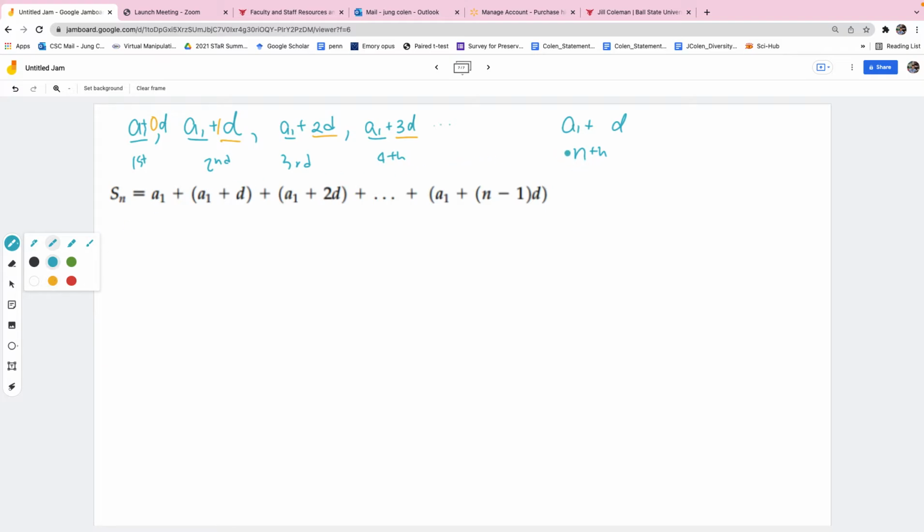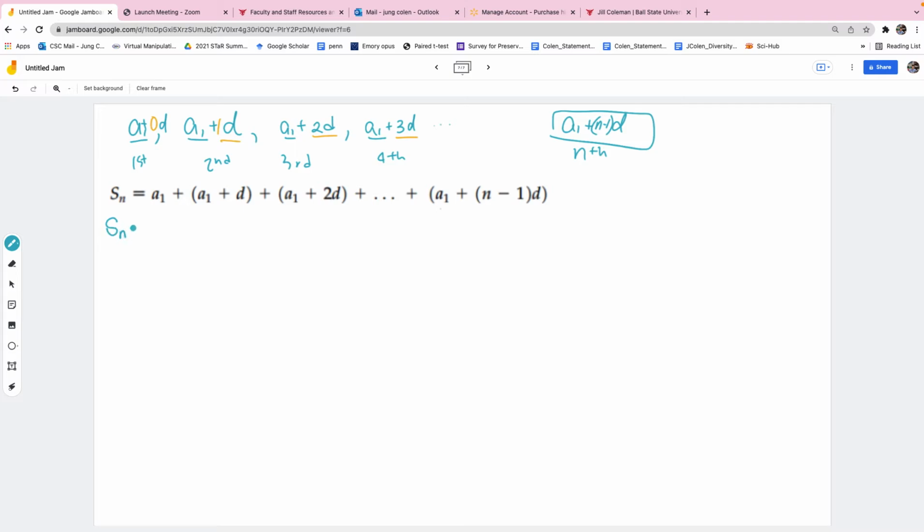Right? So we can see that, oh, this number that is multiplied by d is always 1 less than n. So n minus 1 times d is multiplied. So that is the nth term. So I can say that the nth term will be a sub 1 plus n minus 1 times d. That's the nth term.